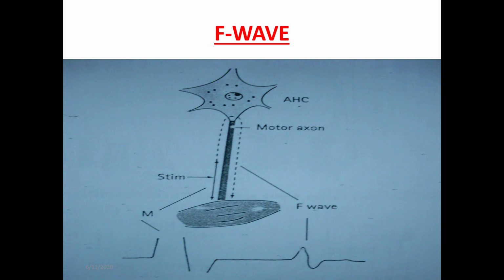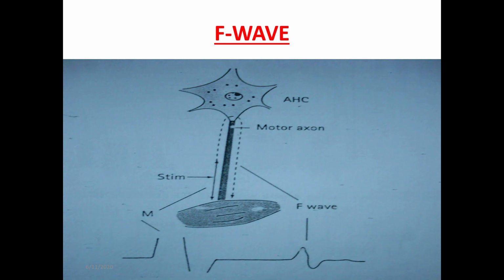Now, many times this M wave is normal, but the F wave latency is prolonged. That shows that there is some problem at the proximal axon. That is nothing but radiculopathy. So I think that you all are clear with this. When an impulse goes proximally, it will have to come back. Why? Because in the motor synapse, it cannot jump from the post-synaptic membrane to the pre-synaptic membrane.